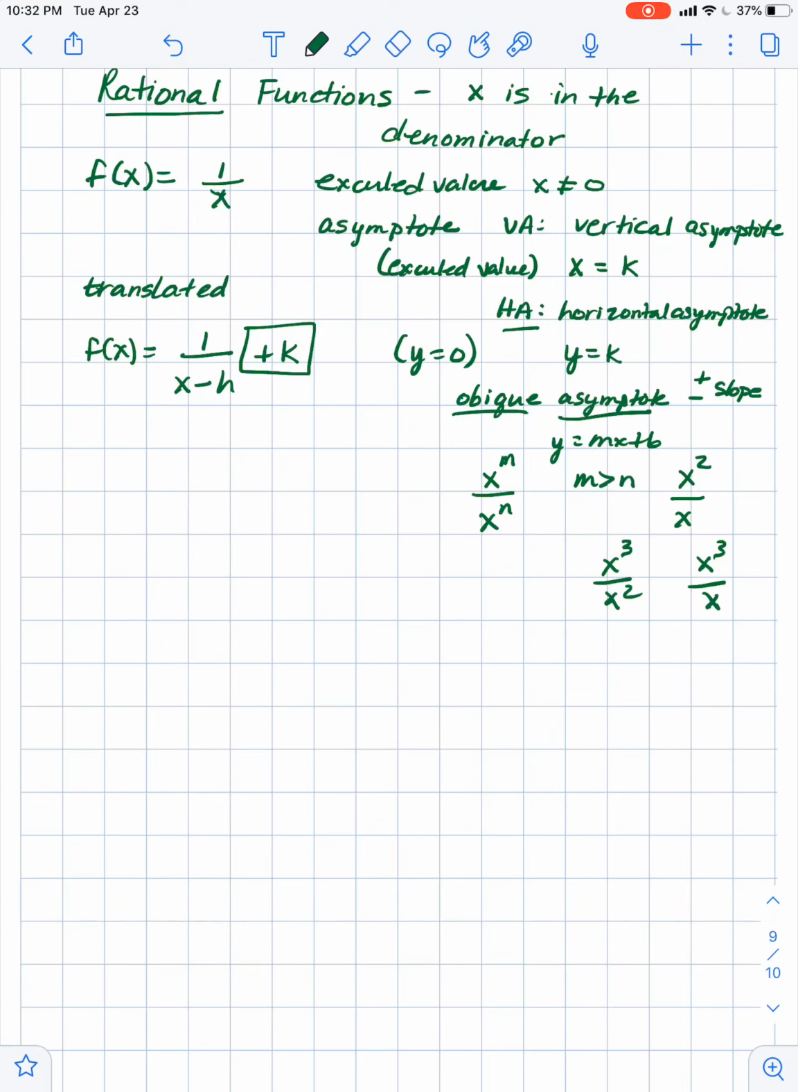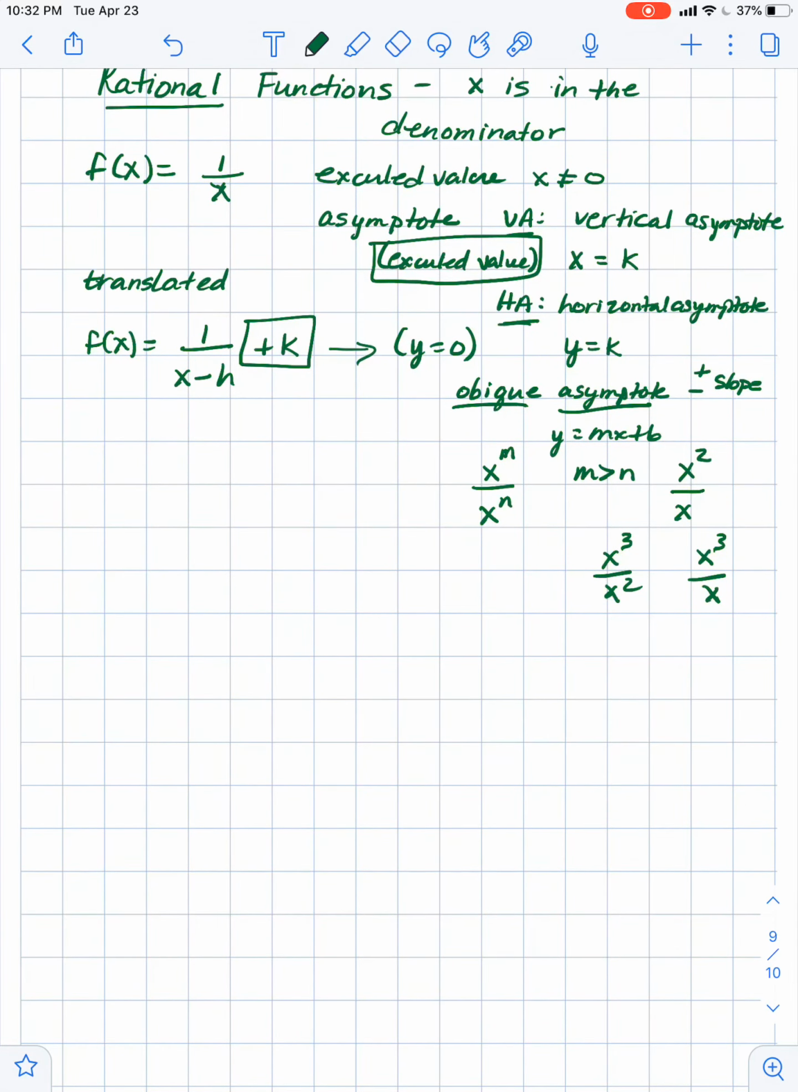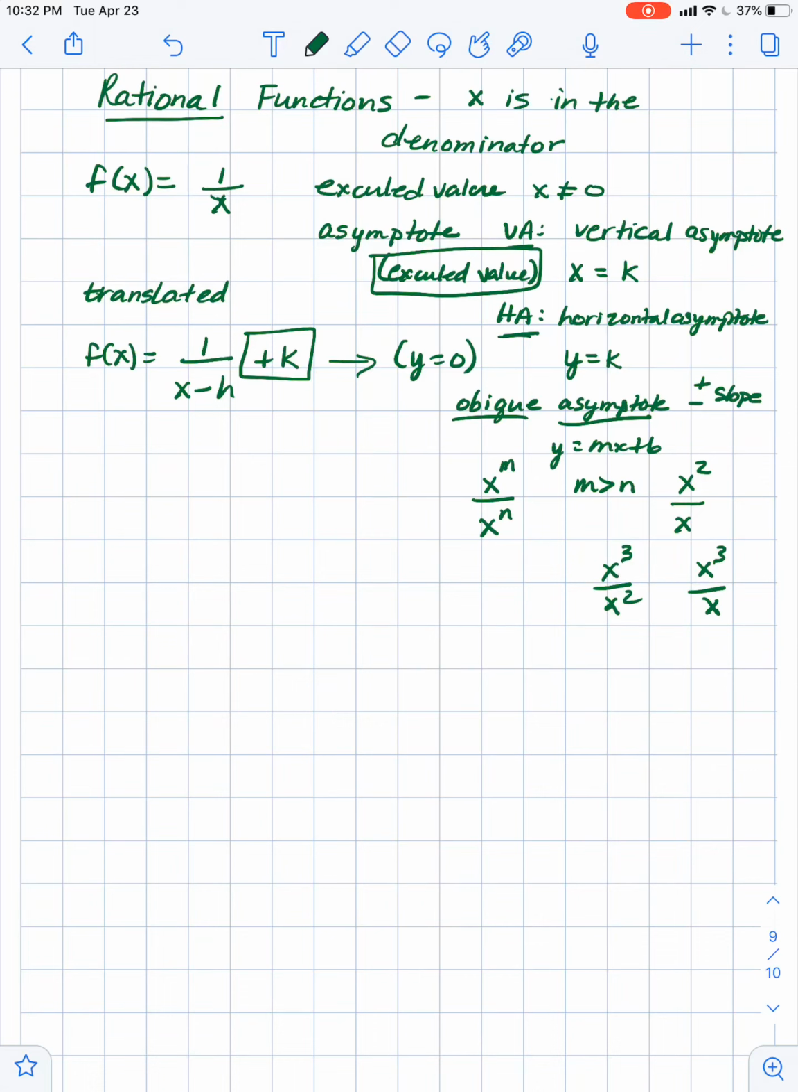So again, your vertical asymptote is your excluded values. Your horizontal asymptote is the translated graph. And your oblique asymptote is where the exponent on the top is greater than the exponent in the denominator.